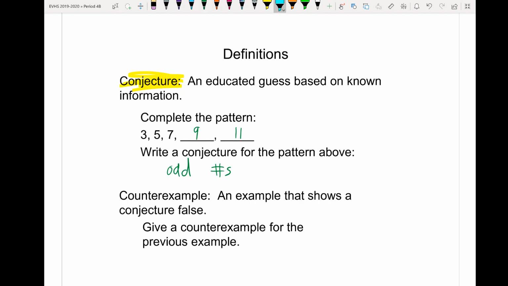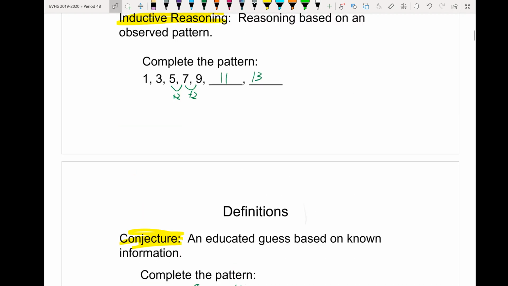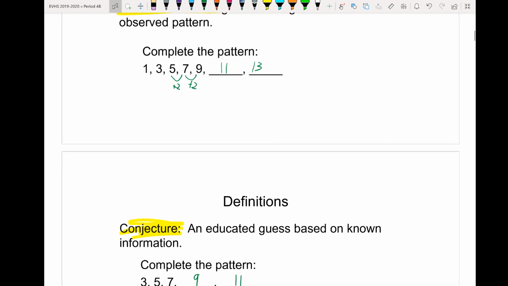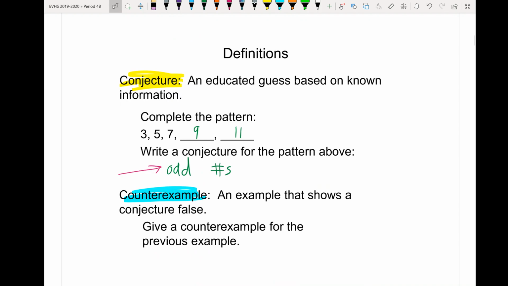A counterexample is an example, and when I say example, I mean literally like x equals 4 or this thing happened, okay? Give me a specific example that shows the conjecture is false. So we're going to give a counterexample for this conjecture right here. Now, I wouldn't expect most people to come up with this, but notice there's a difference between this one that starts at 1 and goes to 9, and this one that starts at 3 and goes to 7. Okay? In particular, the 1 and the 9.